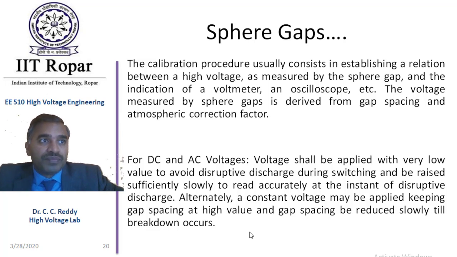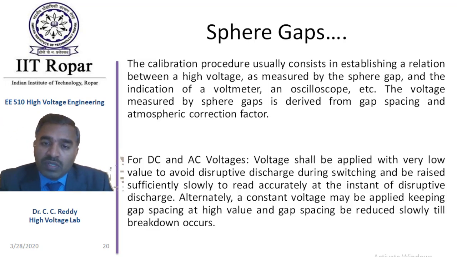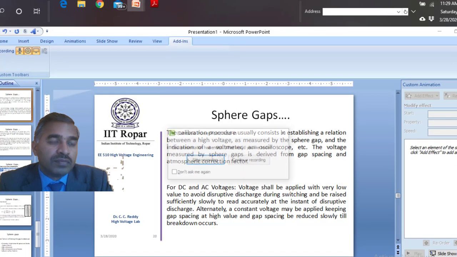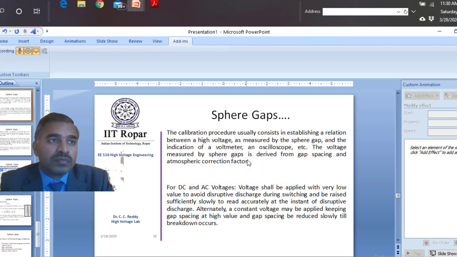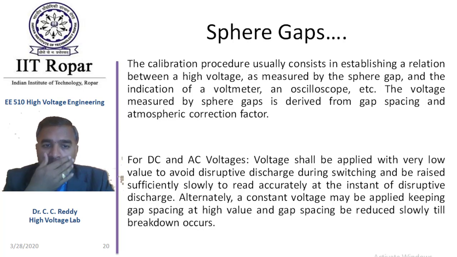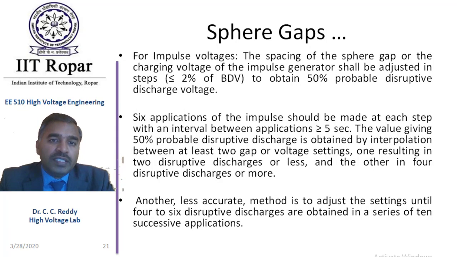So, from that gap spacing, you take the voltage from the tables and then use it for calibration. Next is for impulse voltages.